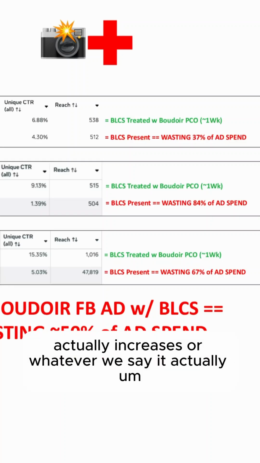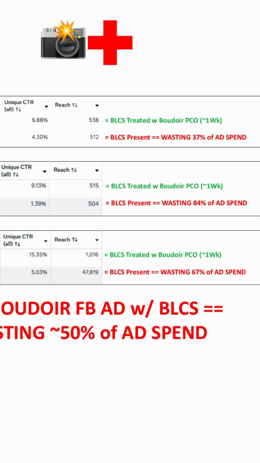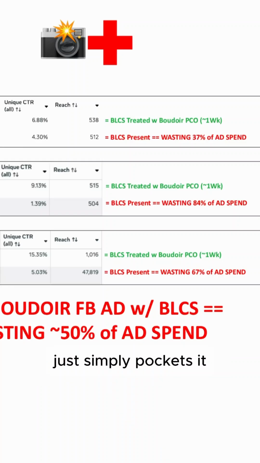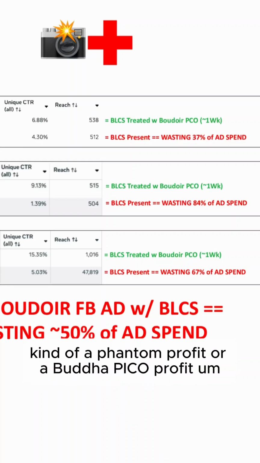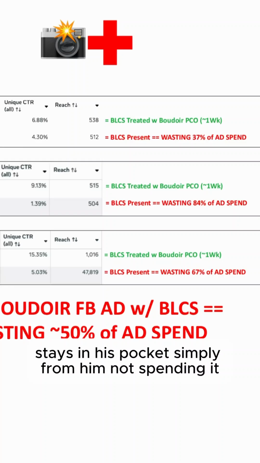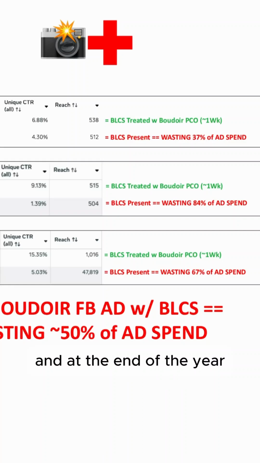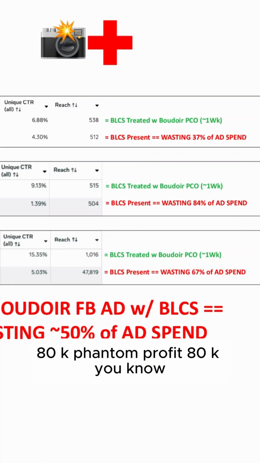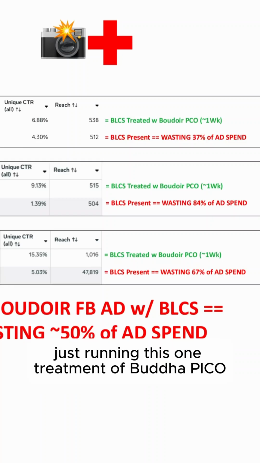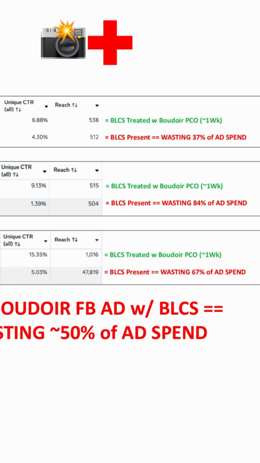He basically doesn't have to spend that, just simply pockets it, kind of a phantom profit or a Boudoir Pico profit. He no longer has to spend it. He pockets it every single month. Stays in his pocket simply from him not spending it. And at the end of the year, it's like what, 80K bonus, 80K phantom profit, 80K Boudoir Pico profit by simply running this one treatment of Boudoir Pico.